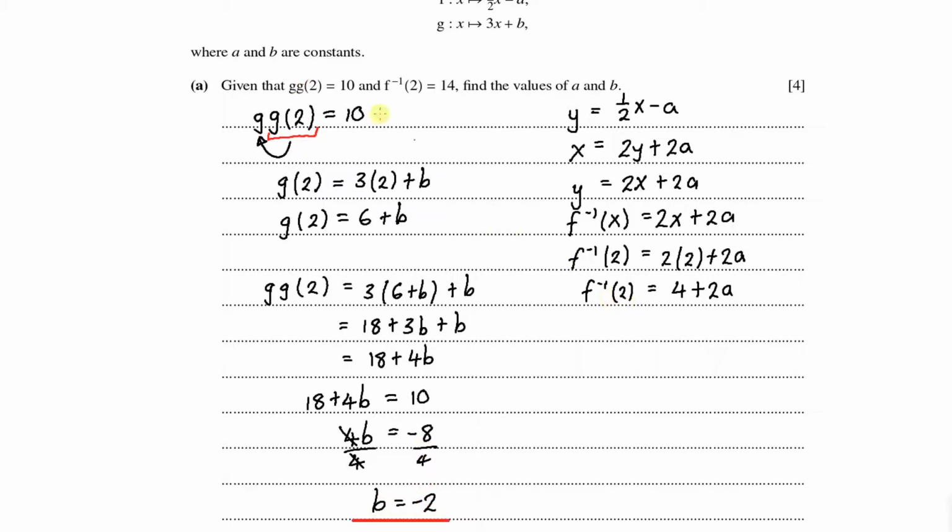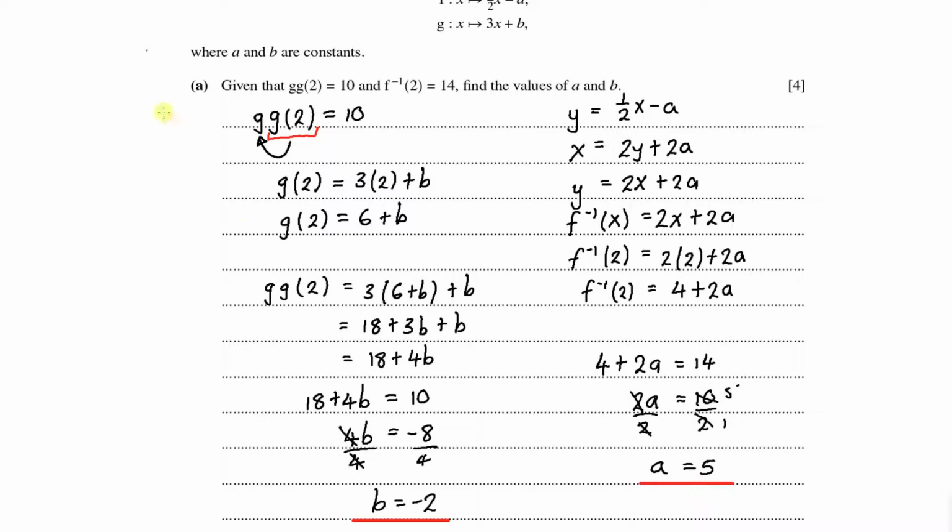And from here, the information given is f inverse of 2 is 14. So here, I'll equate f inverse of 2, which is 4 plus 2a, to 14. And so for a, subtracting 4 from both sides, that will be 2a is equal to 14 minus 4, that's 10. And I'll divide both sides of the equation by 2. So a comes out as 5. So that's the value of a.